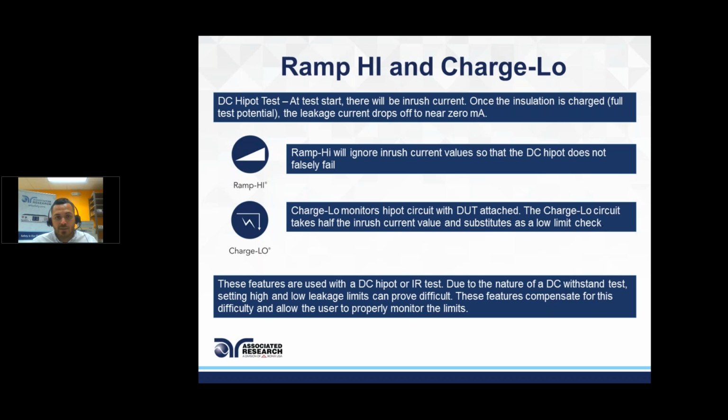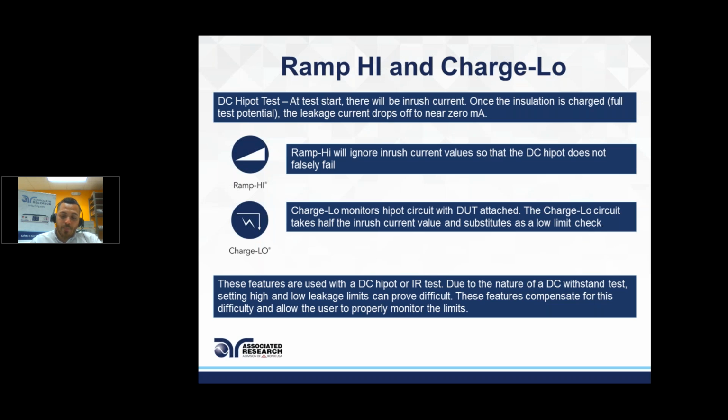Well, now you're testing each product at 10 seconds, which in the manufacturing process and production, you can't do that. We need to ship these out as quickly as possible. So we've developed this feature, ramp high, which states that during the ramp period, we will not fail you.